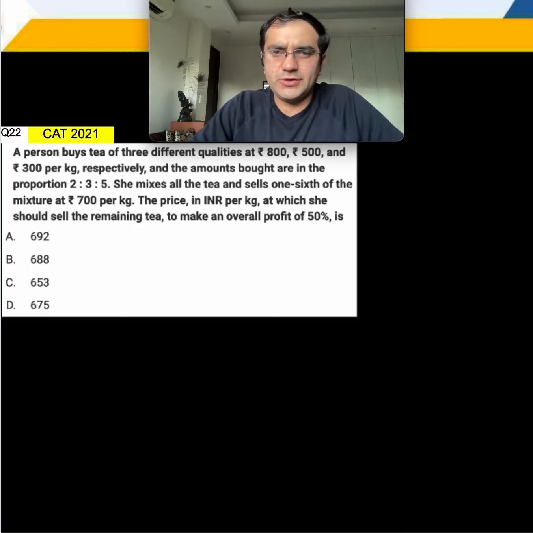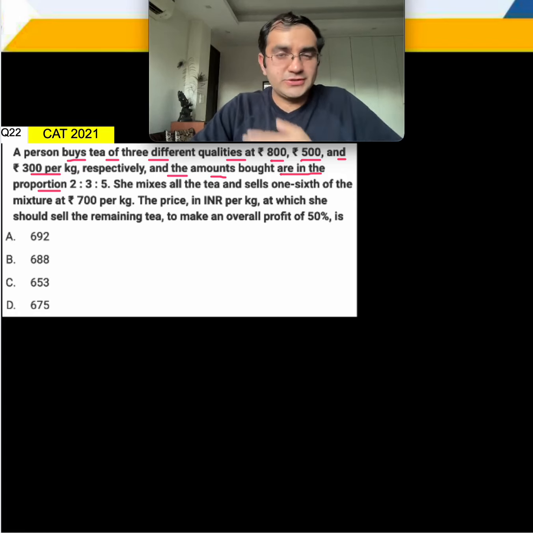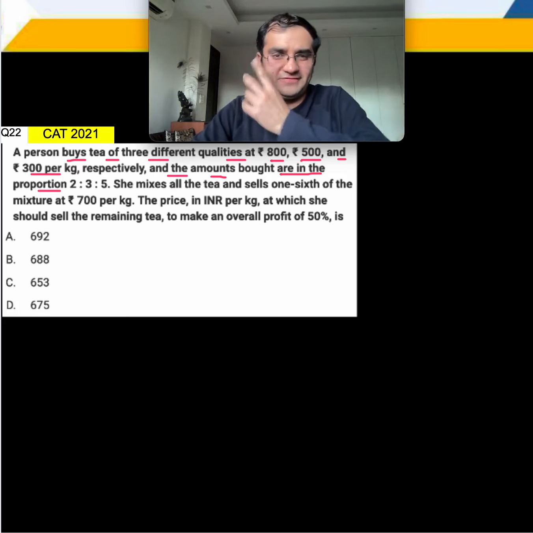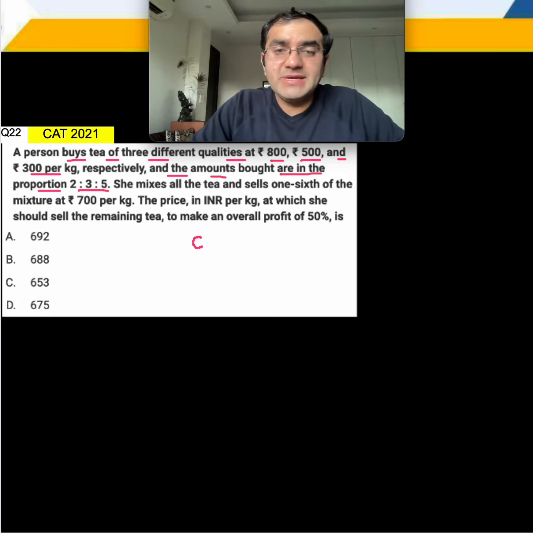So just make your equations over here. A person buys tea of different qualities at rates per kg of 800, 500, 300. Amounts bought are in the proportion 2:3:5, so we'll take 2k, 3k and 5k. She mixes the tea. Let's mix the tea.